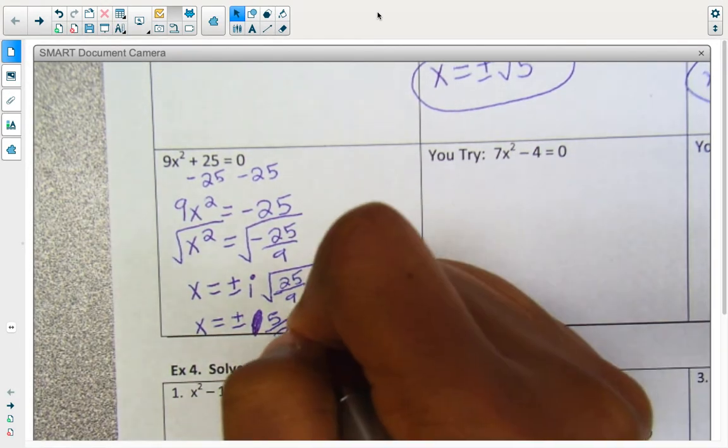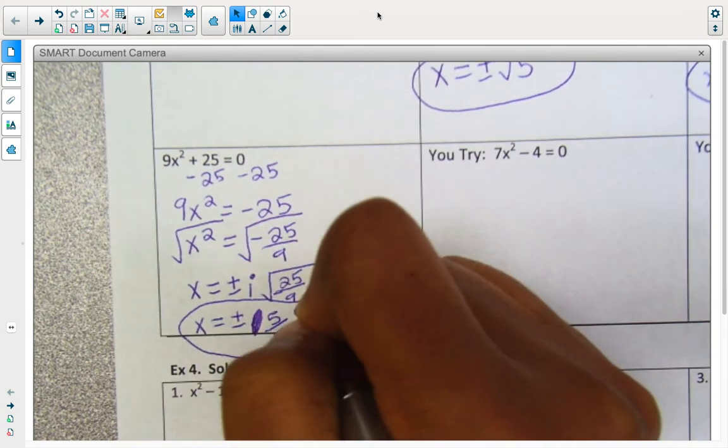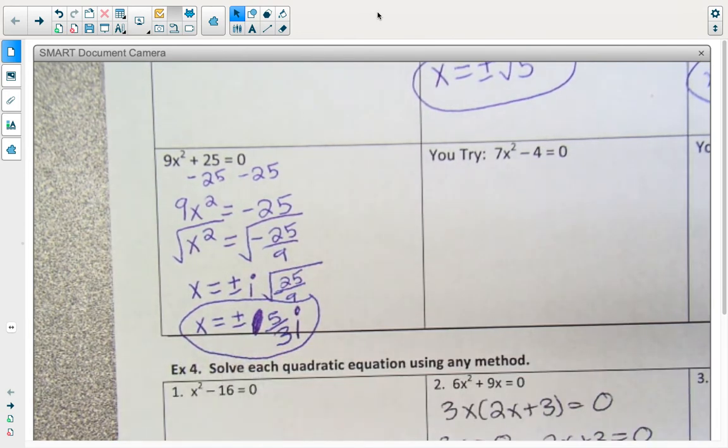So our final answer, x equals plus or minus 5/3 i. So x equals plus or minus 5/3 i.